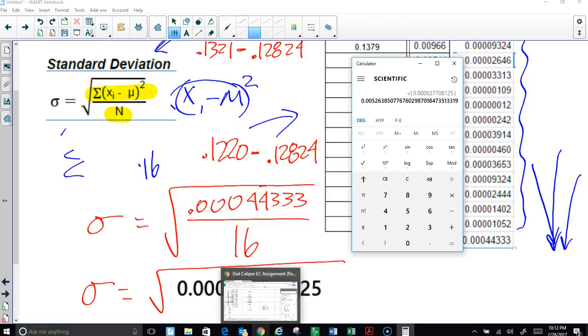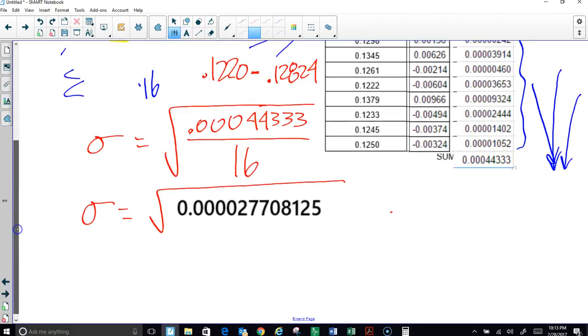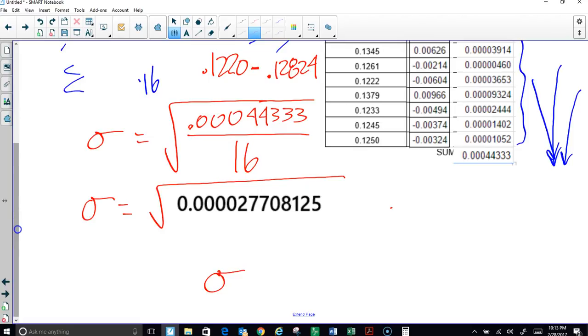0.005, one decimal place more. We had 4 decimal places before: 1, 2, 3, 4. So let's go 0.00526. This 3 here lets me keep this as a 6. So 0.00526, we'll say. So the standard deviation comes out to be 0.00526.